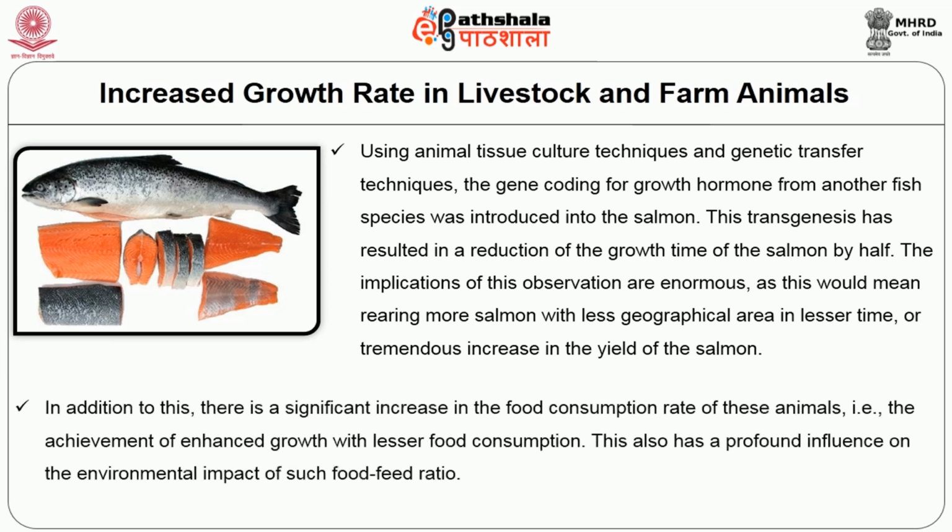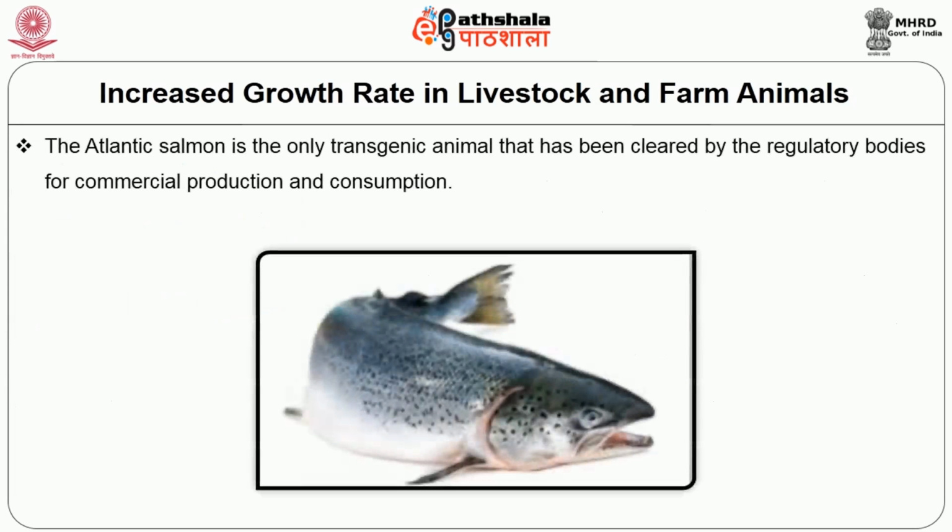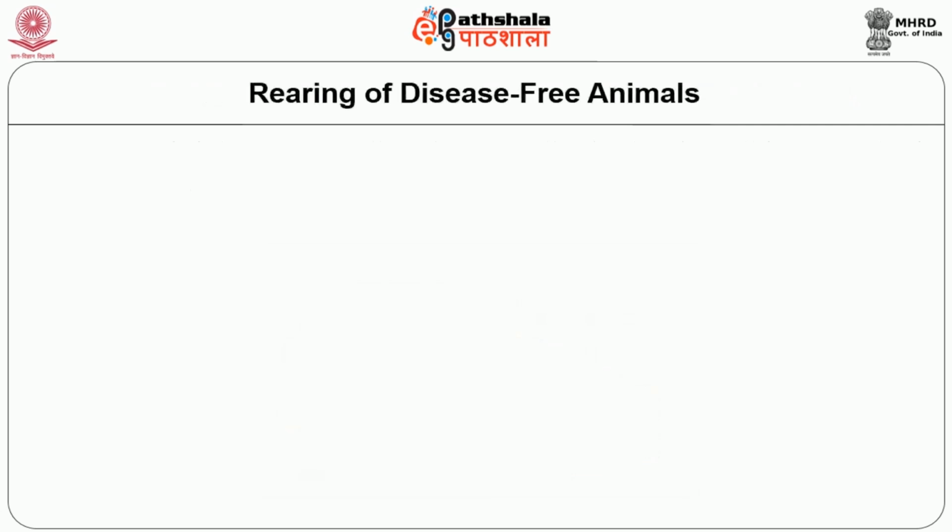In addition to this, there is a significant increase in the food consumption rate of these animals, that is, the achievement of enhanced growth with lesser food consumption. This also has a profound influence on the environmental impact of such food-feed ratio. The Atlantic salmon is the only transgenic animal that has been cleared by the regulatory bodies for commercial production and consumption. Another major application to be considered is the rearing of disease-free animals.